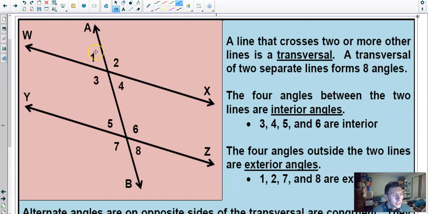You always have to be careful with the numbers. You can't just memorize them. So 1, 2, 3, 4, 5, 6, 7, 8. The 4 angles that are in between the 2 parallel lines are called interior angles.